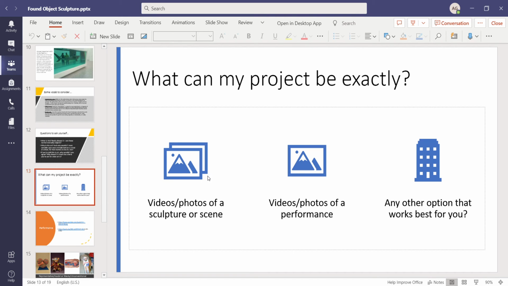You could do videos or photos of a performance. I'll go into that a little bit more as well. Or if there's a third option that I don't really mention much about, but you think it would work best for your object, just let me know and run it by me. It'll probably be fine. Because again, the form that you present it in is entirely up to you.